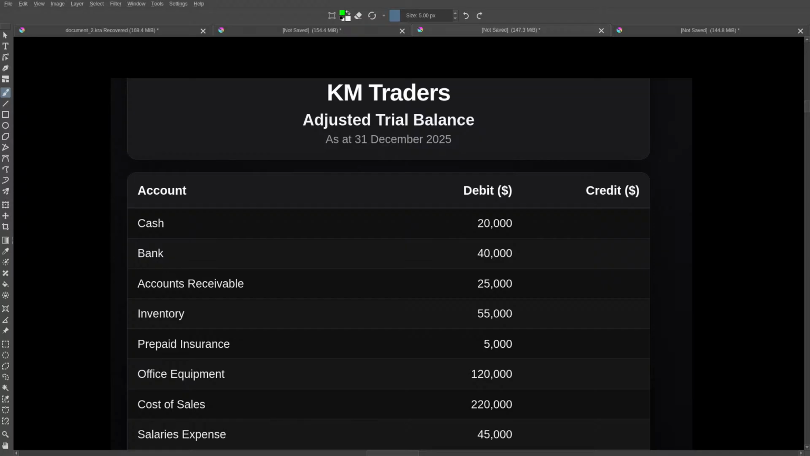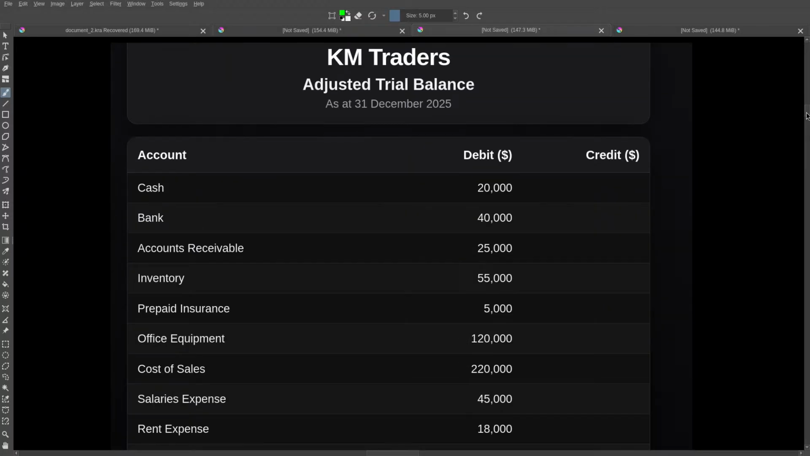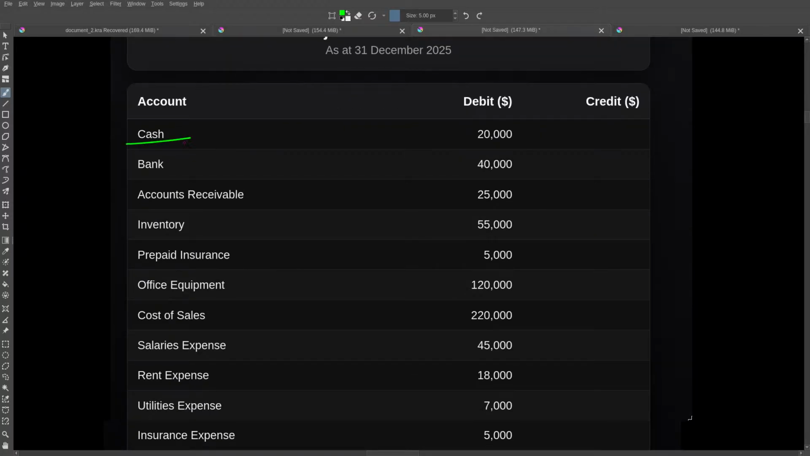So in this case, we are looking at the revenues during the period, then we less the expenses during that period. As you can see from this adjusted trial balance, there is an account on cash, bank, account receivable, inventory, prepaid insurance. These go to the statement of financial position, as well as the office equipment. When it comes to the statement of profit or loss, we are looking at revenue and expenses.